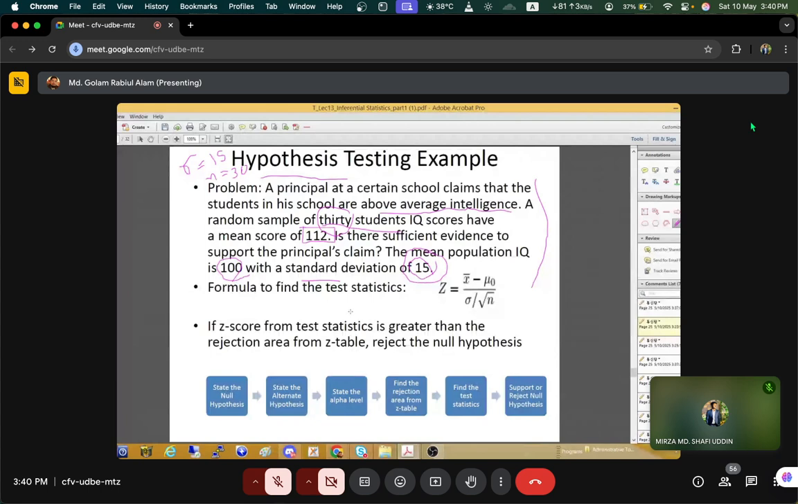The formula for the Z statistic test is this one. So we have to apply it again. At first, we have to find the null hypothesis, then the alternate hypothesis. What will be the null hypothesis in that case? The mean population IQ score is 100. So we can define the null hypothesis, that the mean is 100.